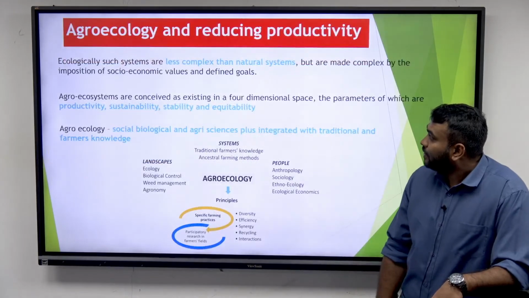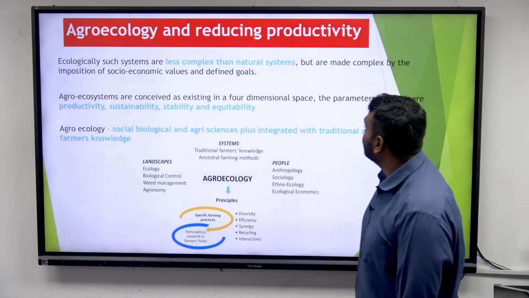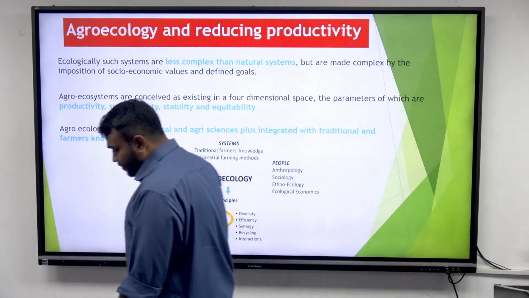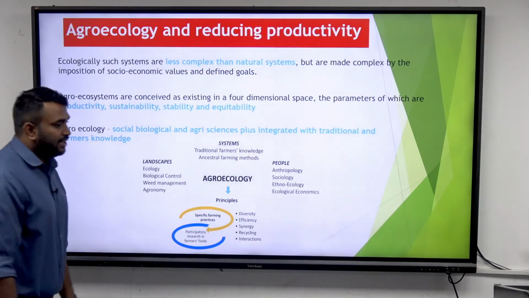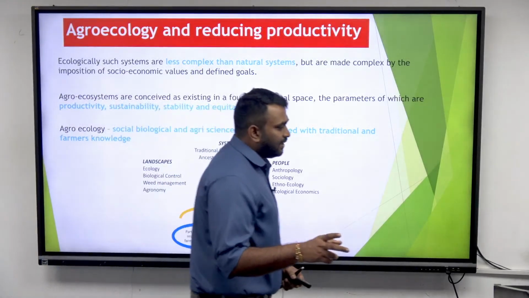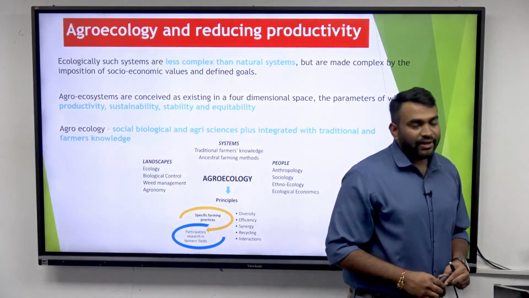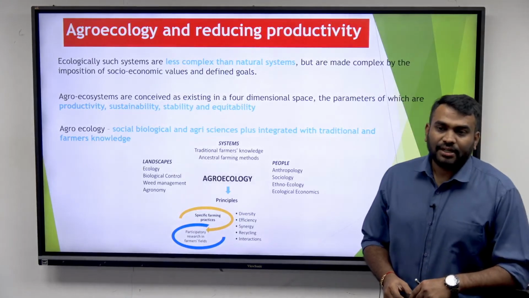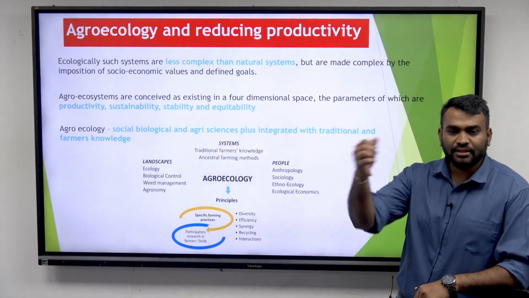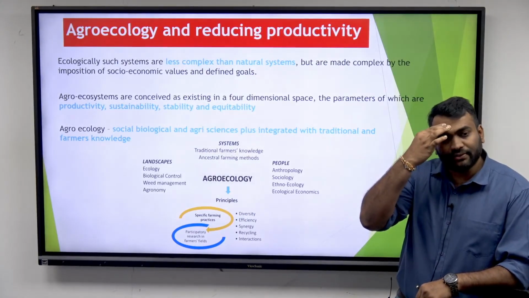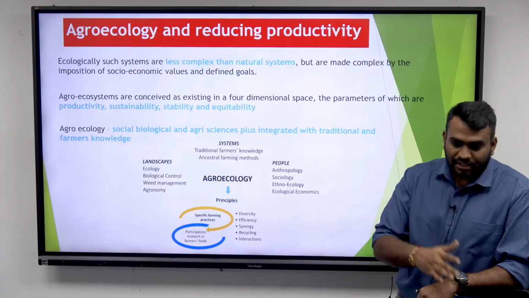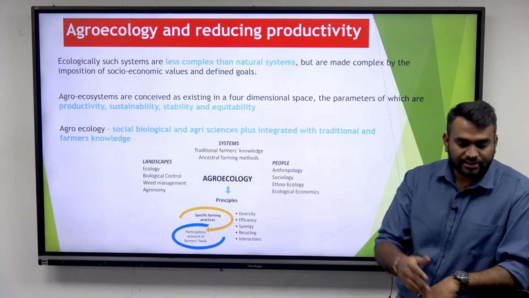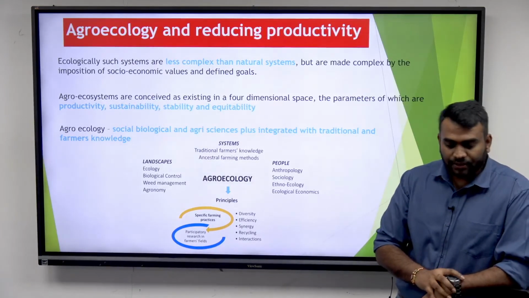Okay. Next one, agroecology and reducing productivity. First we have to understand what is ecology, correct? The meaning is simple. It is an interaction between living and non-living components, and those interactions produce meaningful outcomes or meaningful services for mankind. Those are called ecological services, functioning services, etc. So that is the basic understanding of ecology.